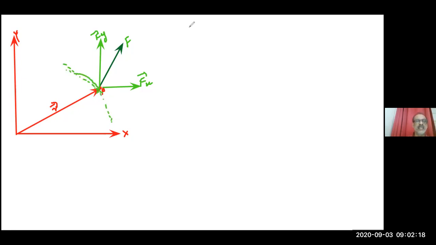That is the point P. Now this will be R plus dr, and this displacement is dr. Then R plus this dr will give you OQ. By the triangular law of vector addition, OP plus PQ is equal to OQ.